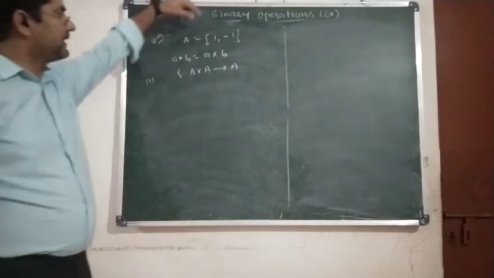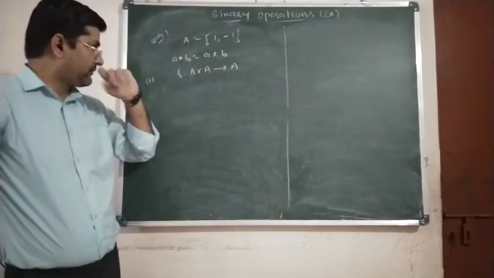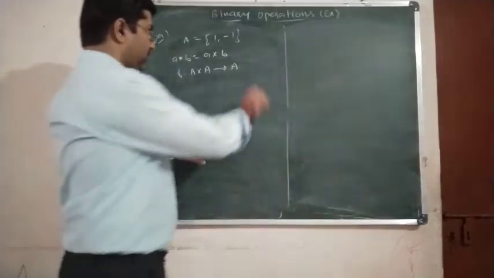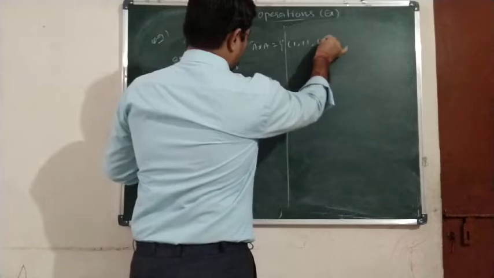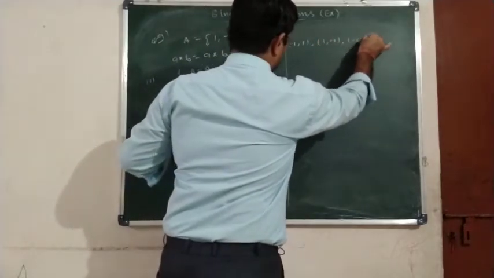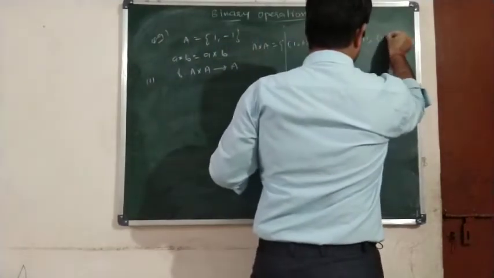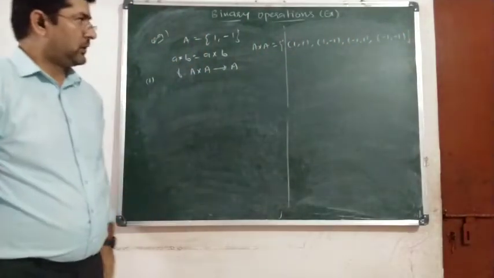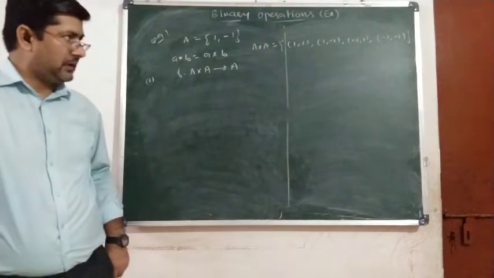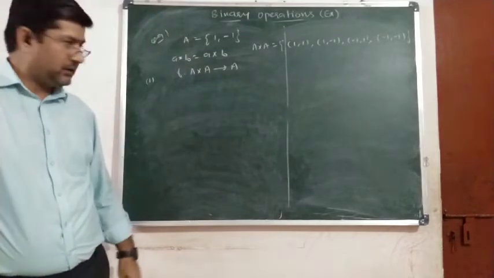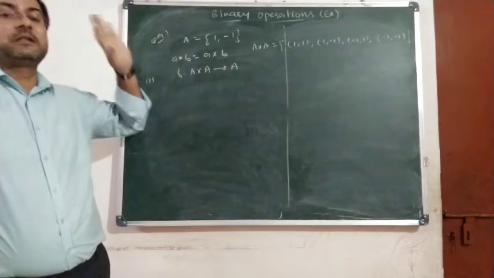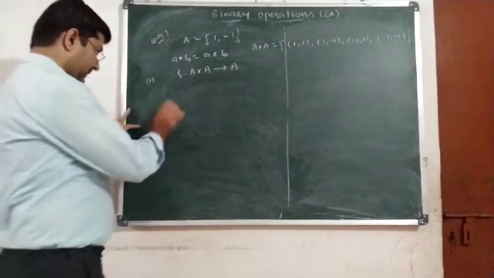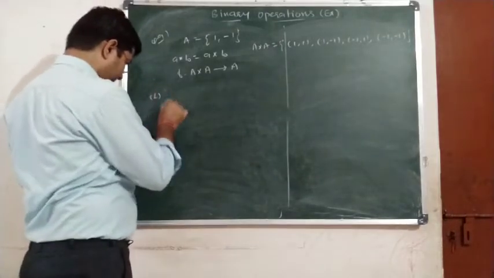Here obviously it is very clear that if you take any two elements from A cross A, we know that there will be four elements in A cross A: (1, 1), (1, -1), (-1, 1) and (-1, -1). Four elements will be there, and if you multiply, the answer will be in A only. So the closure property holds. It means the binary operation is well defined on set A, we can say. Clear? So I will write down over here number 1.